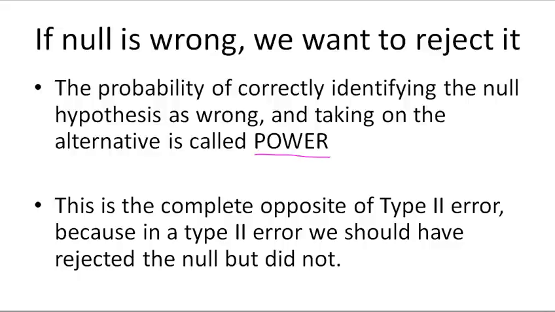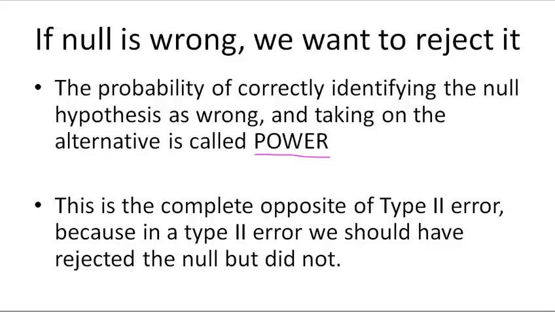It's kind of cool that that's an actual term in statistics. Now, this is the complete opposite of type 2 error. Because in type 2 error, we should have rejected the null, but we did not. Remember, in type 2 error, the alternative is true, but we failed to reject the null. So power is not making a type 2 error, right? Power is: the alternative is true, then we should be rejecting the null and going on with the alternative.